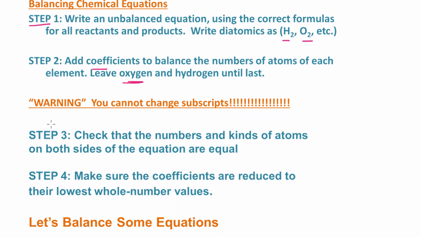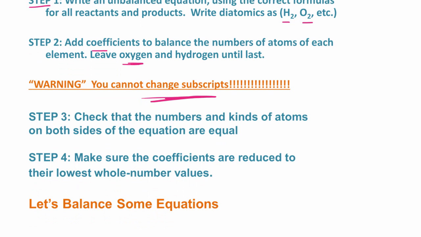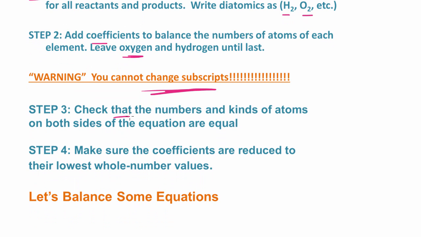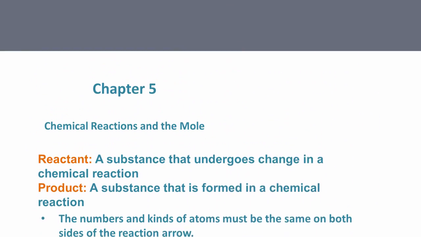And then we have a big warning. You cannot change subscripts. The reason you can't change subscripts is because then you change the chemical formula. Step 3, check that the numbers and kinds of atoms on both sides of the equation are equal. Step 4, make sure the coefficients are reduced to their lowest whole number values. Let's go ahead and balance some equations.